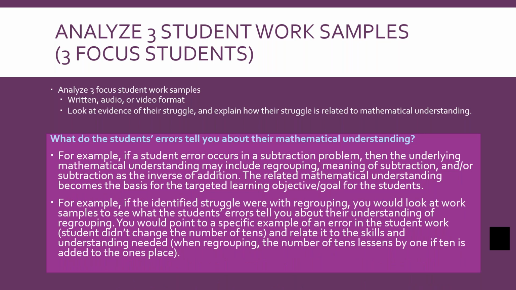Here are a couple of examples. If a student error occurs in a subtraction problem, then the underlying mathematical understanding may include regrouping, the meaning of subtraction, and/or subtraction as the inverse of addition. The related mathematical understanding becomes the basis for the targeted learning objective goal for the students. So we have to look deeper into the problem and the student's process. It isn't just that he got the subtraction problem wrong, but what did he do wrong, and how is this reflective of his mathematical understanding related to the learning objective?